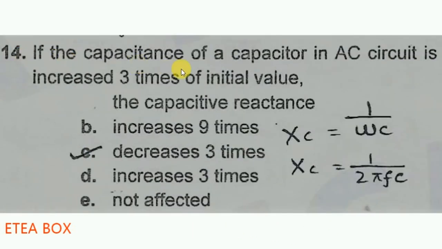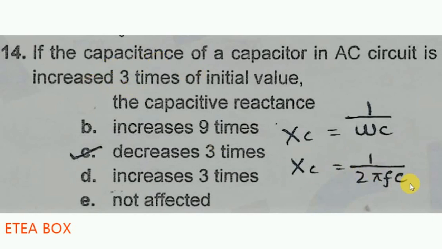If the capacitance of a capacitor in an AC circuit is increased 3 times its initial value, the capacitive reactance is, now this one is the formula for the capacitive reactance, which is equal to 1 over omega C, where C is the capacitance. Now omega is equal to 2 pi f. Now look here, when the capacitance is increased 3 times.